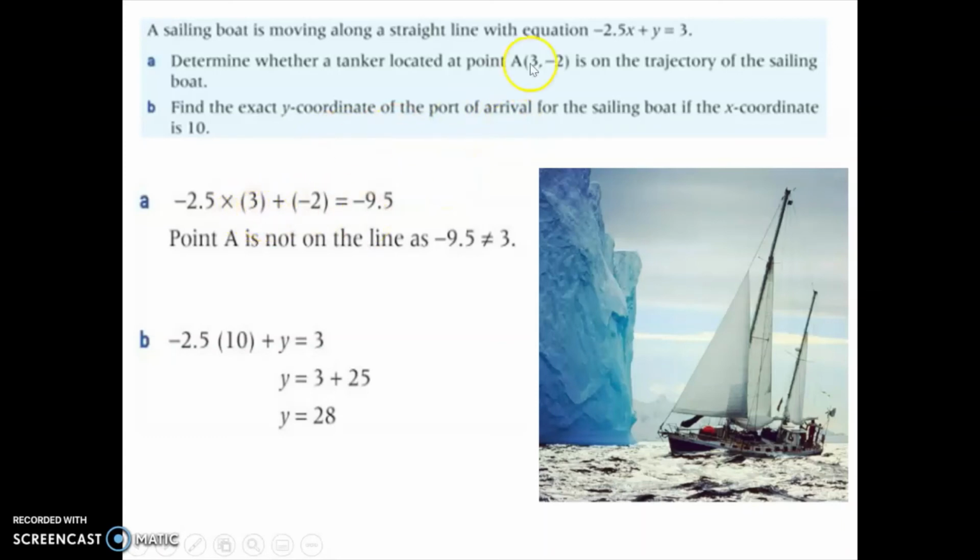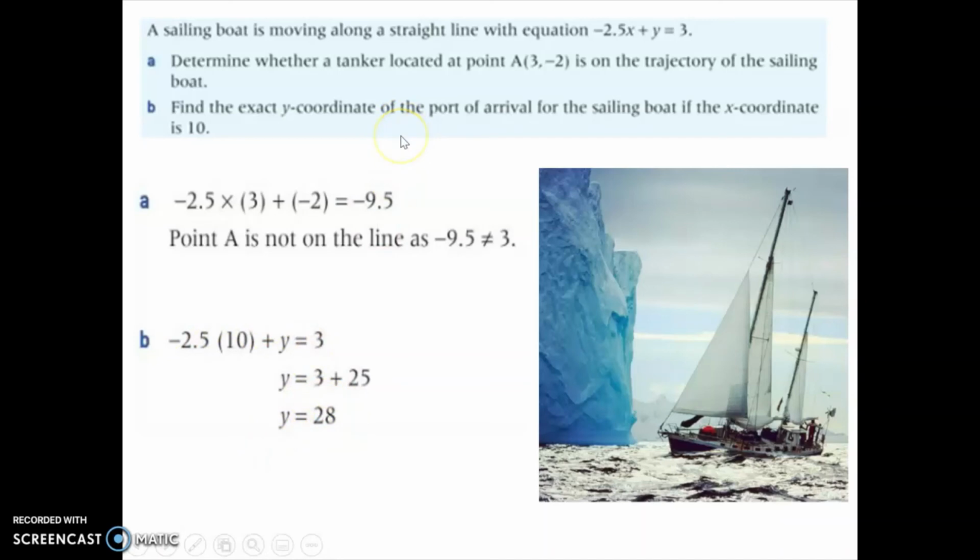Here's A. So the point (3, -2) replaced the x and y values here, and we ended up with something. We have -9.5 on that side. On this side, -9.5, and that does not equal 3. So the boat is not going to hit the tanker. In question B, we are looking for the y-coordinate of the port if the x-coordinate of the port is at 10. So we put 10 in for x here into the equation, solve for y, and we have the y-coordinate of the port.